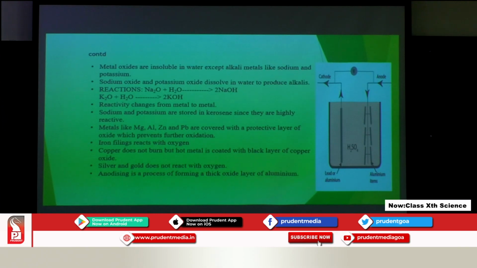Now, next is iron filings. What do iron filings mean? The powdered form of iron, when it is sprinkled in the burner, will immediately catch fire. Plain iron, which is a metal, will not burn in oxygen. But when it is converted to powdered form and we sprinkle the powder in the burner, it will catch fire and we get the formation of iron oxide.